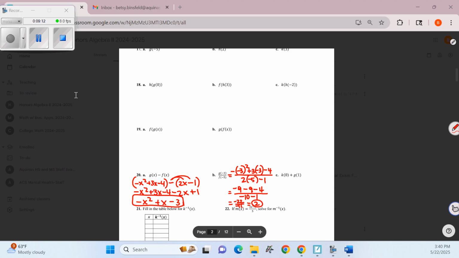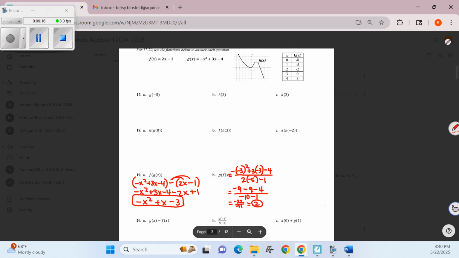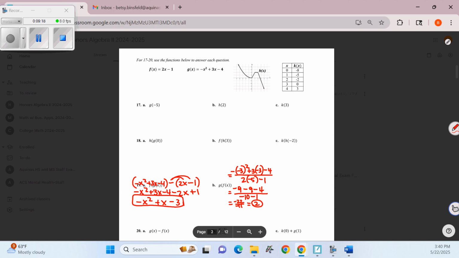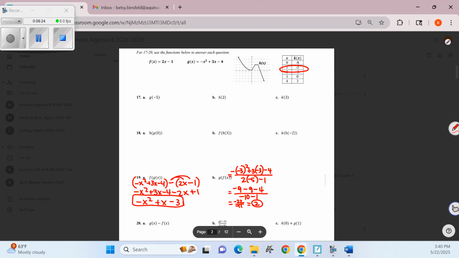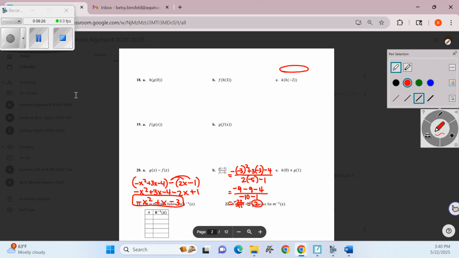Let's find k of 0. So that's going to require us to go back up and take a look at the table up above. So k of 0 maps to a y value of negative 8. So let's go ahead and put that back in down here. K of 0 would be negative 8 as a y value, plus g of 1.